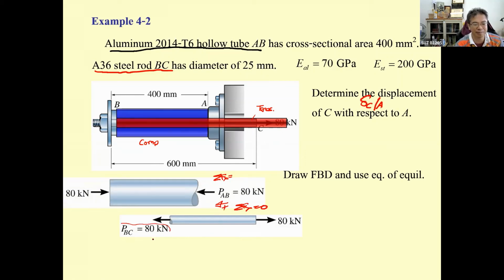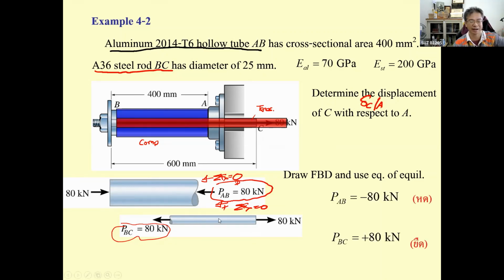P sub BC is 80 kilonewton. Summation of F sub x equal to 0. So P sub AB is going to be 80 kilonewton. And again, the tube is in compression, the rod in tension.